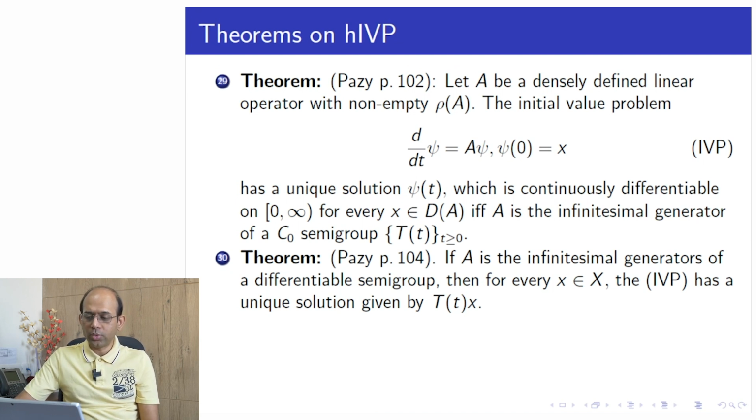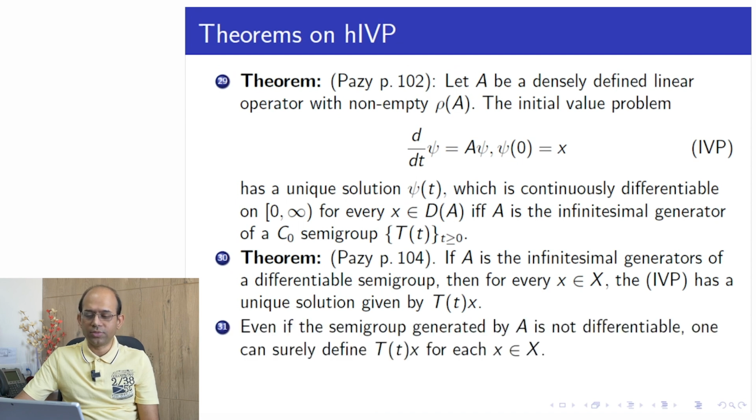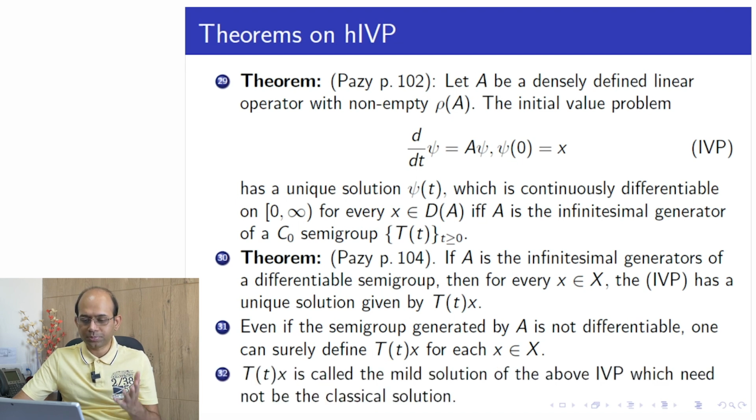So what is a differentiable semigroup? That means T(t)x is differentiable. Even if the semigroup generated by A is not differentiable, then we cannot say that T(t)x is a solution, but one can surely define T(t)x. Then that T(t)x would not be a classical solution, but we call that T(t)x a mild solution of the above initial value problem, which need not be the classical solution. Okay, thank you very much.